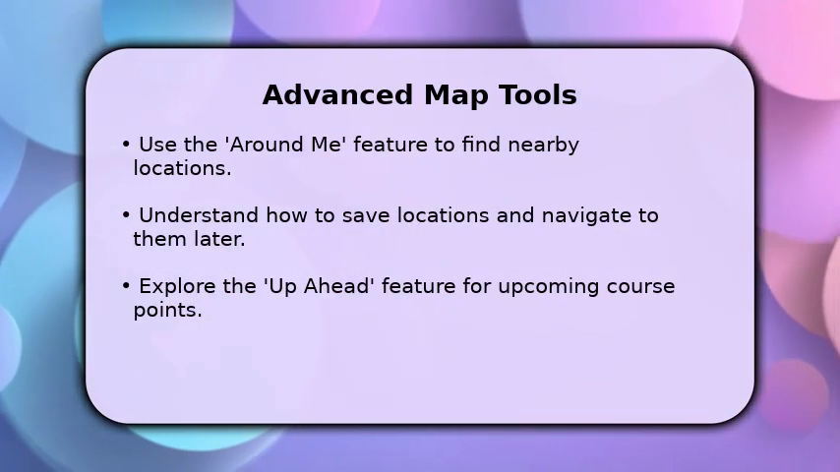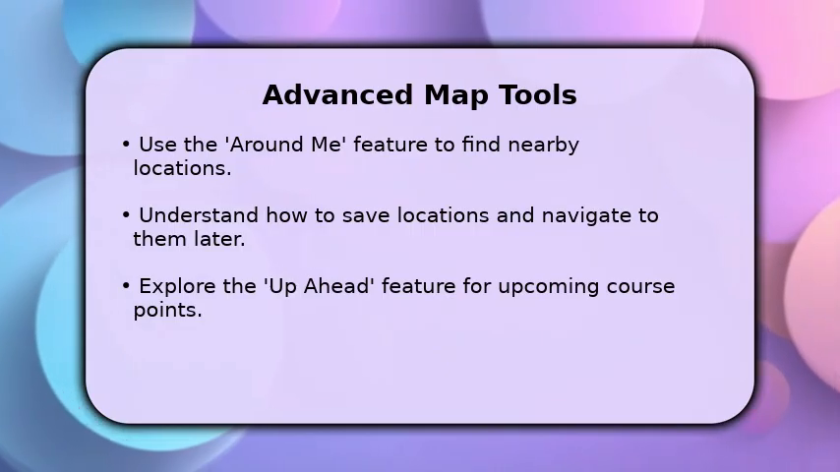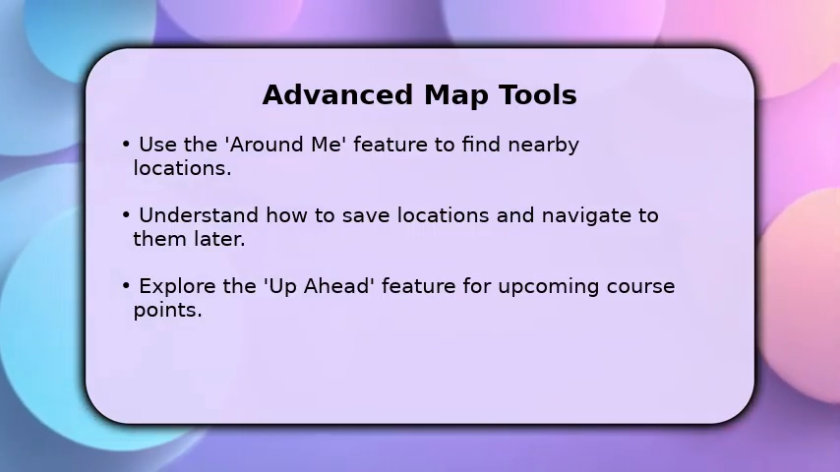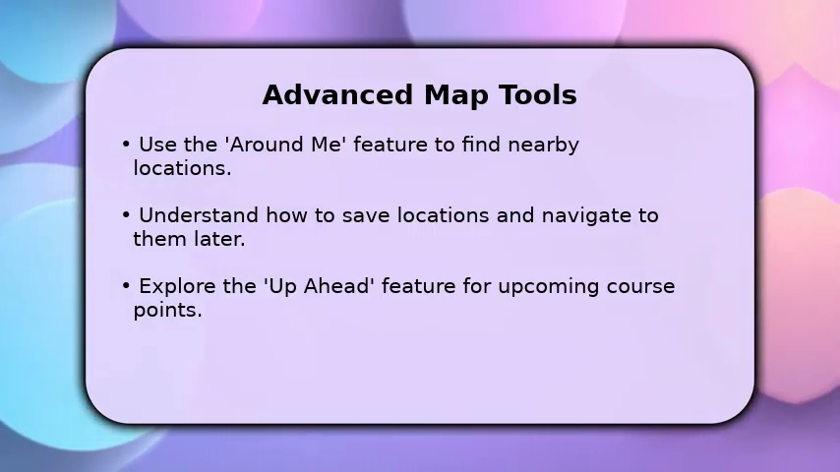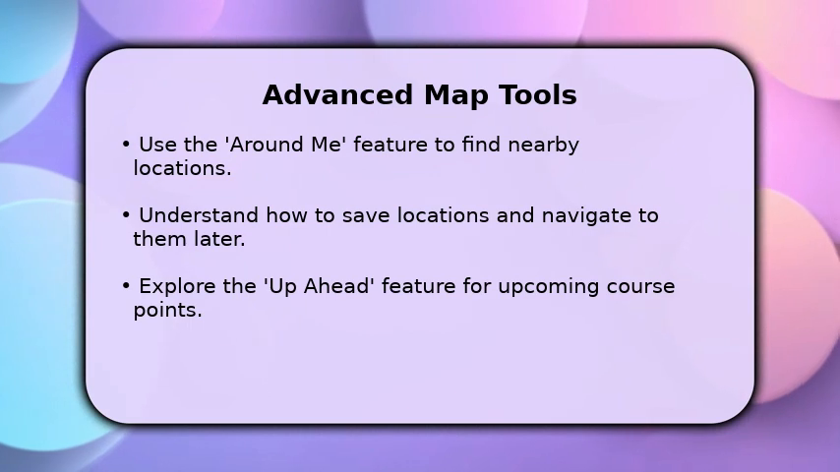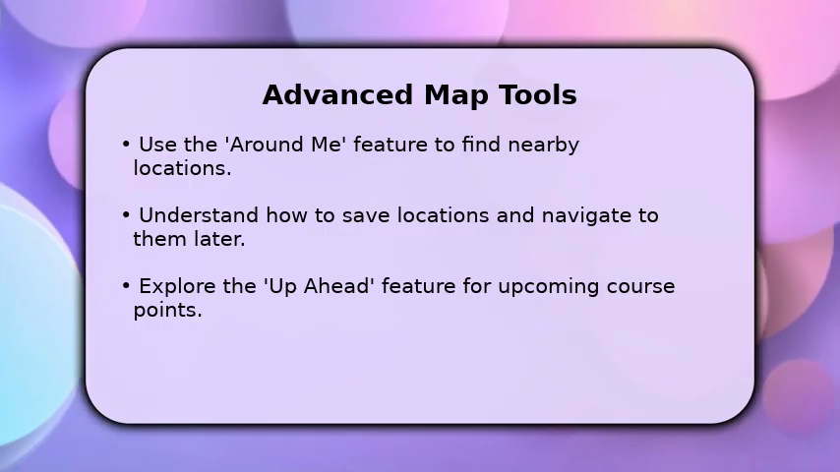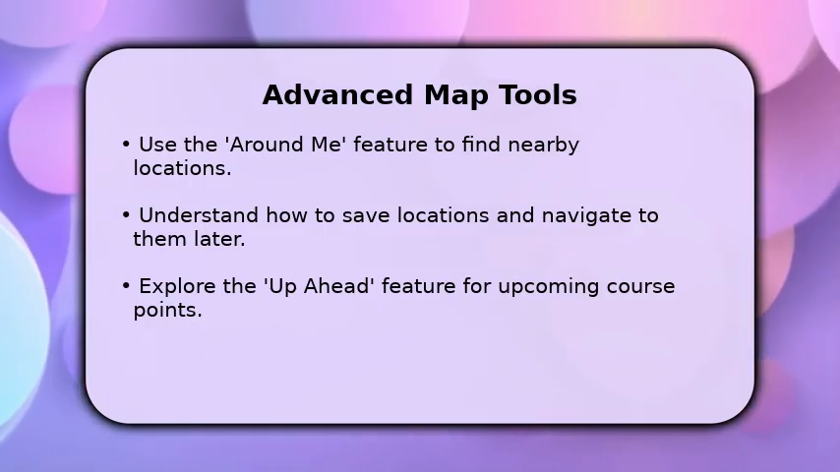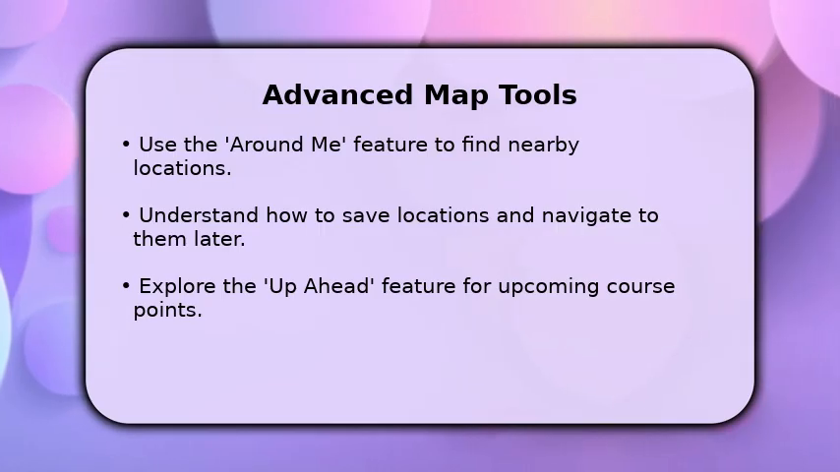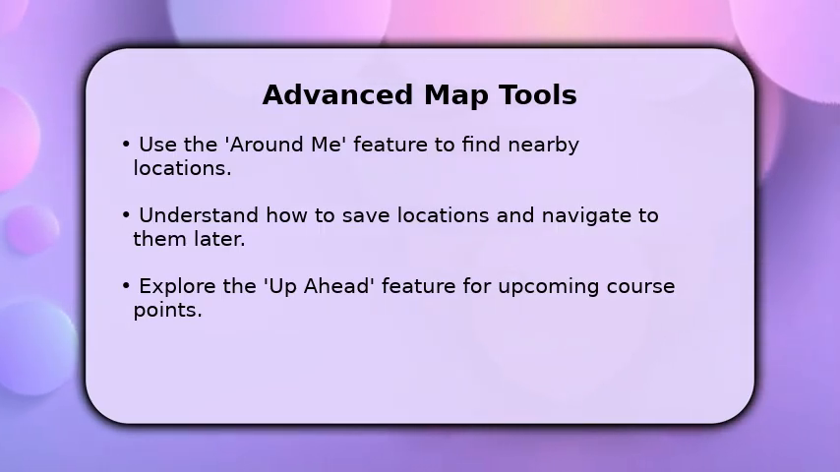Finally, let's explore some advanced map features. The Around Me tool helps you quickly find nearby points of interest, displaying their distance and direction. You can also save specific locations directly from the map by holding the Start button, allowing you to navigate back to them later. Additionally, the Up Ahead feature provides a dynamic list of upcoming course points, like aid stations or turns, giving you a clear overview of what's next on your route.